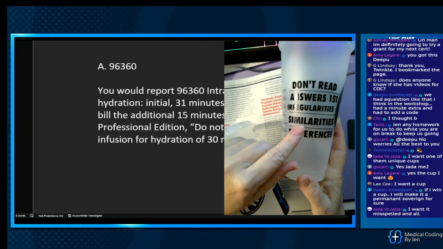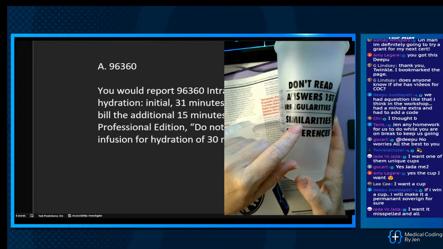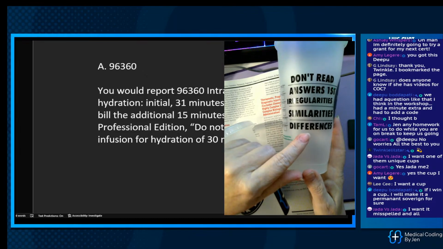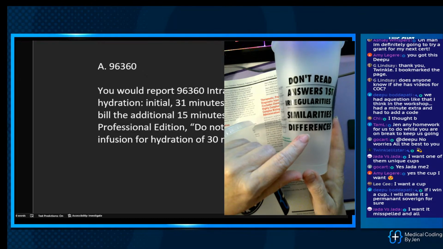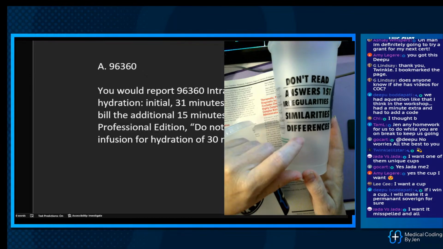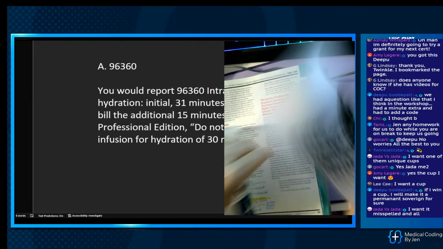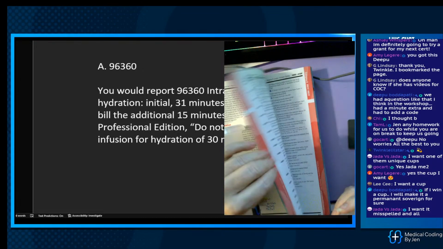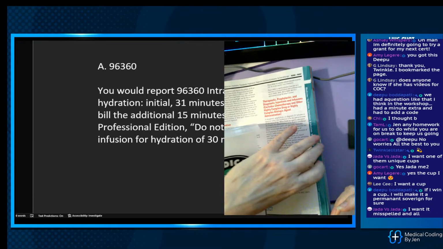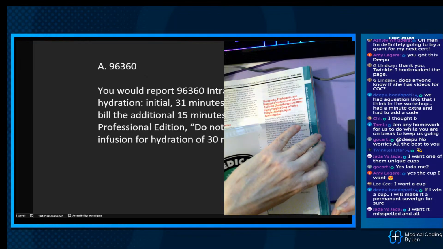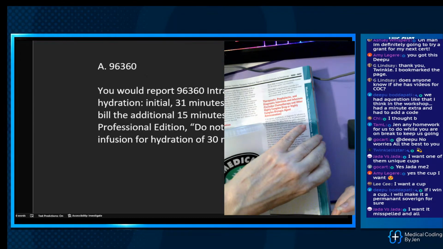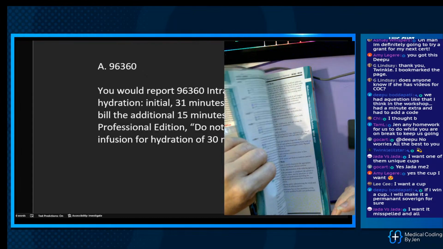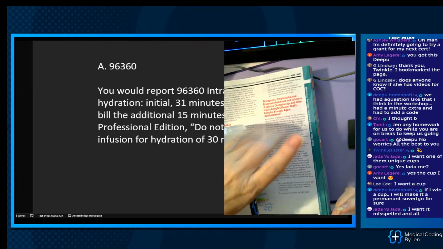Look for your similarities, pick your two answers, and go look for those two code differences, and only search the question for the one-word difference from the CPT code descriptor. Don't be looking for things that are not in the CPT code descriptor that you don't need to be looking for. Only the differences.